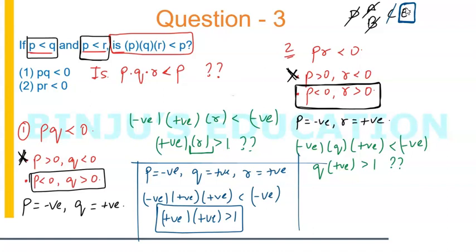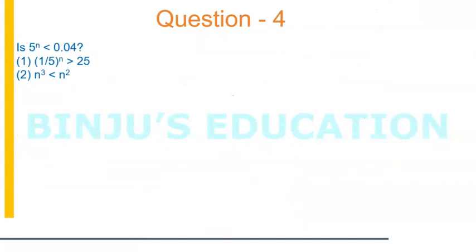Alright guys, let's move on to the next question. Let's move on to question number 4. Pause the video and try this question please. Okay, so 5 to the power n is less than 0.04.